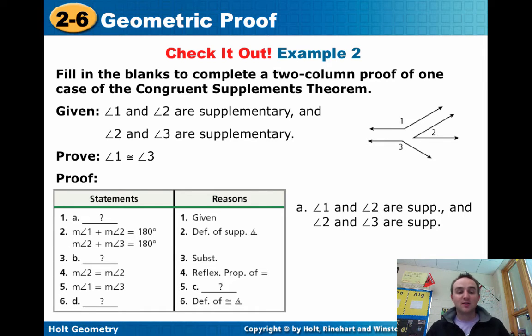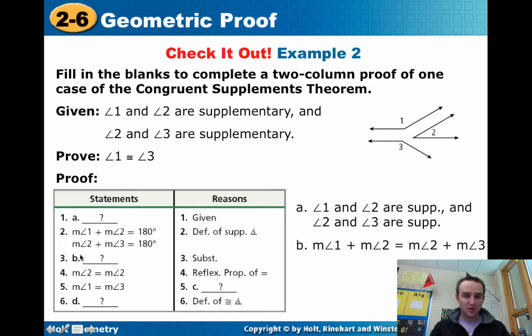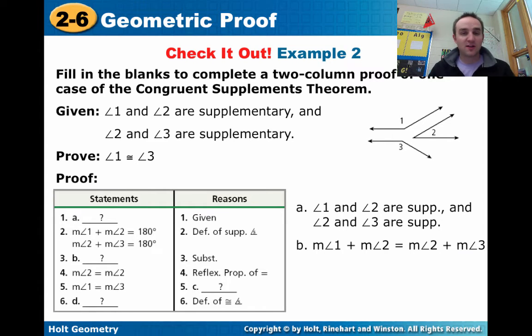So we use that. Step 3 is substitution. Well, we're going to use step 2 in that substitution. Since they're both equal to 180, we're going to set them equal to each other. We're substituting basically the 2 plus 3 in for the 180 up here. 2 is equal to 2, reflexive property of equality. That's something we know. 1 is equal to 3.